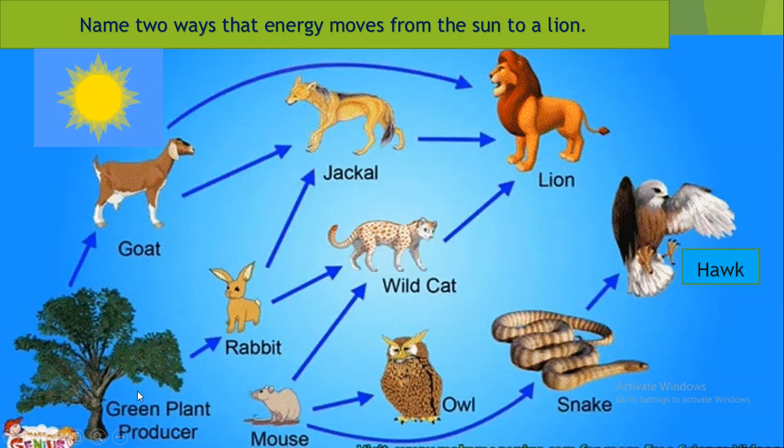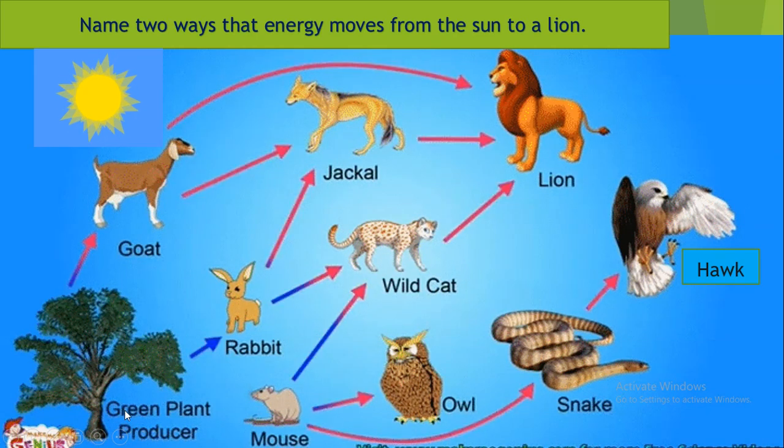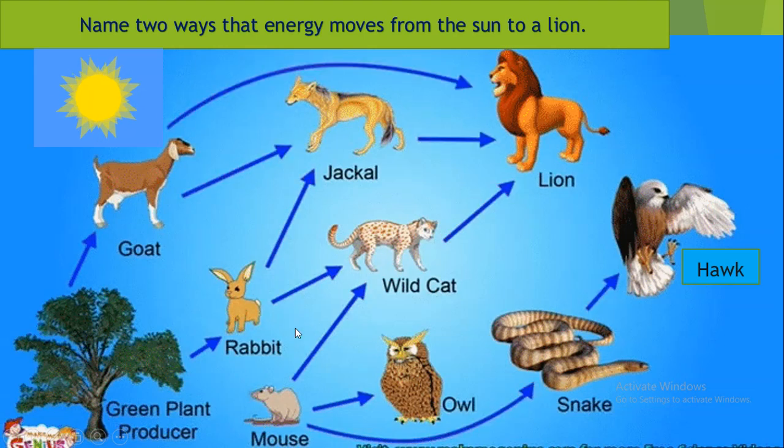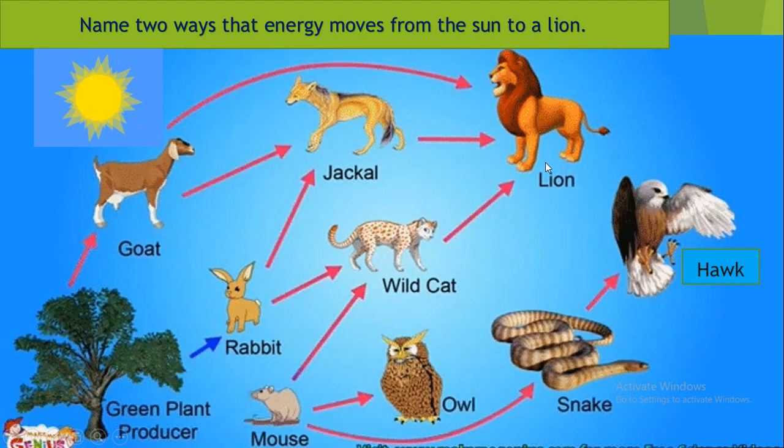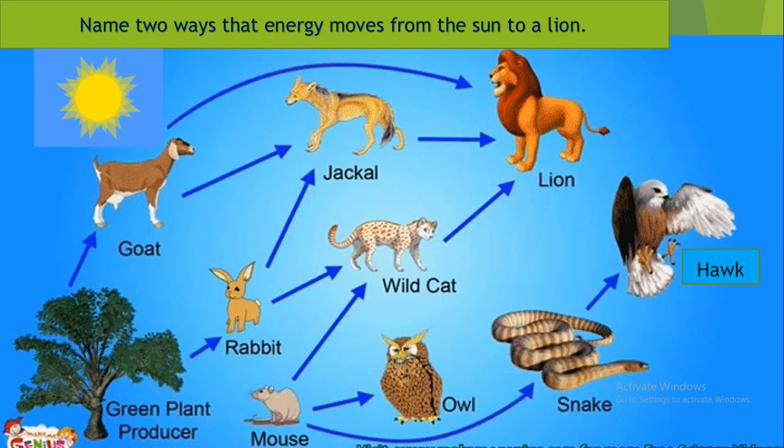Green plant, rabbit, jackal, lion. Green plant, mouse, wildcat, lion. Can you find another way? Sure you can. Okay, now I'm gonna go to the book.